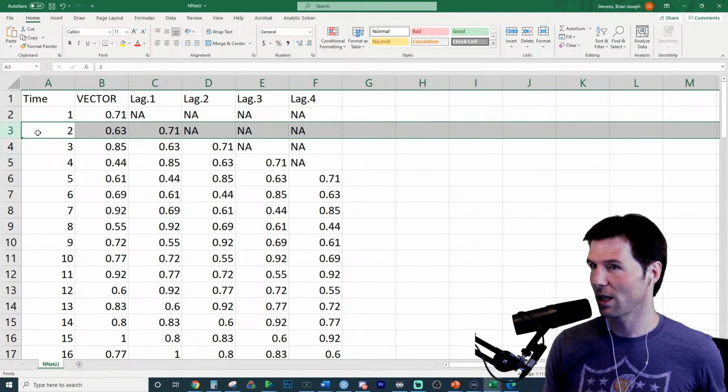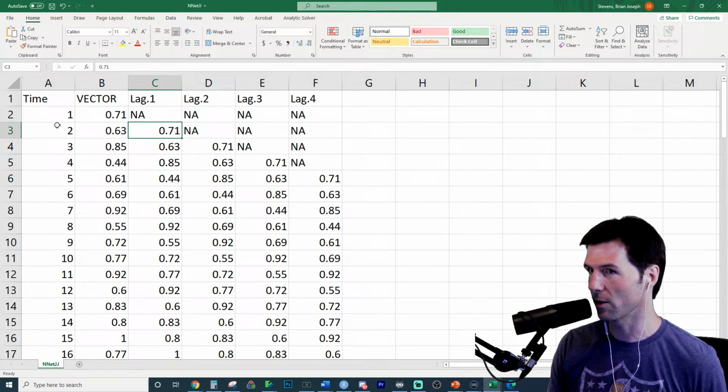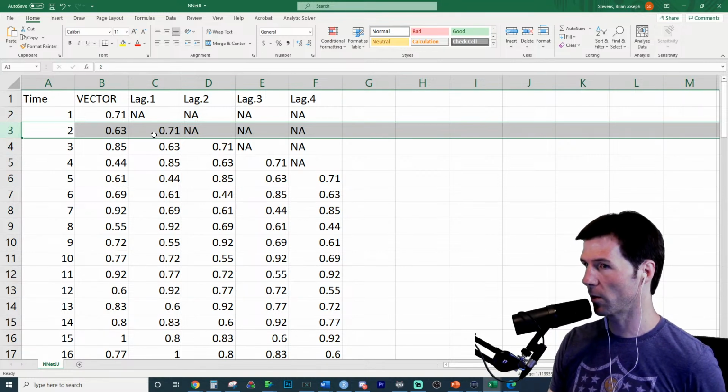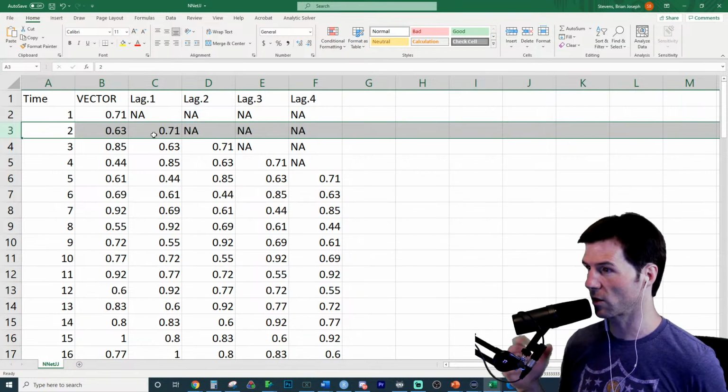But what do you notice right here about these lags? Look at the value right here for time 2, lag 1. And then why do we not have lag 2 at time 2? Why do we not have lag 3 at time 2? Why do we not have lag 4 at time 2? What's going on right here? What are these lags being created from? You have to see it. I can say the answer, but you have to see it.